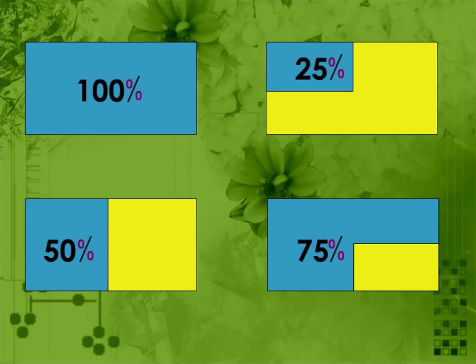Give some color to an A4 paper. Cut the paper into half, quarter, and 3/4. Write the percentage of the portions. Make it into a poster and sign it in your class.